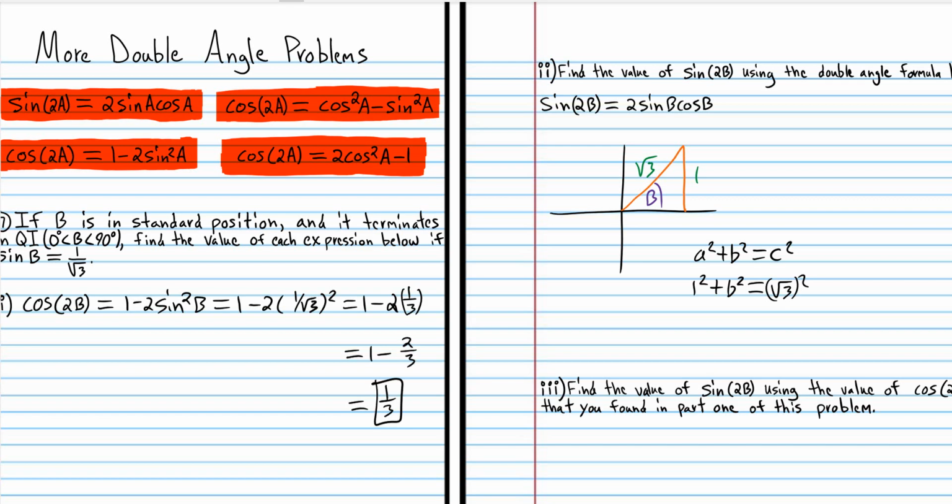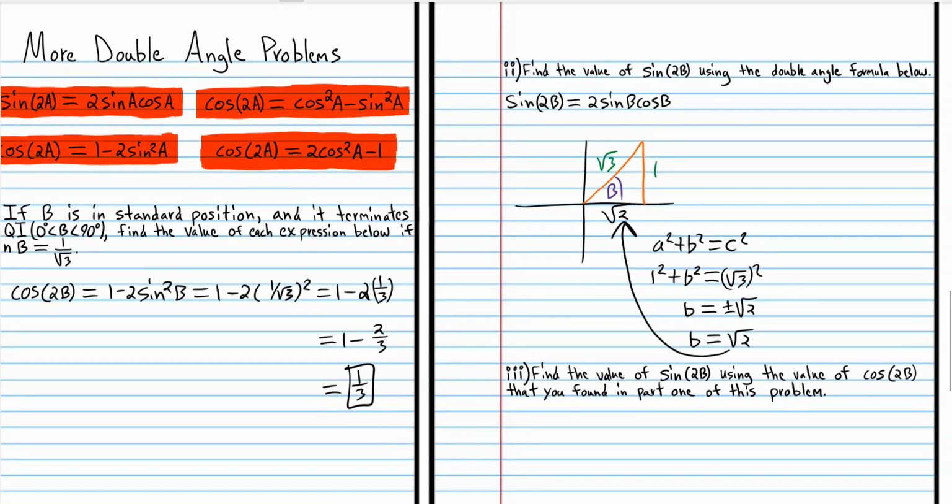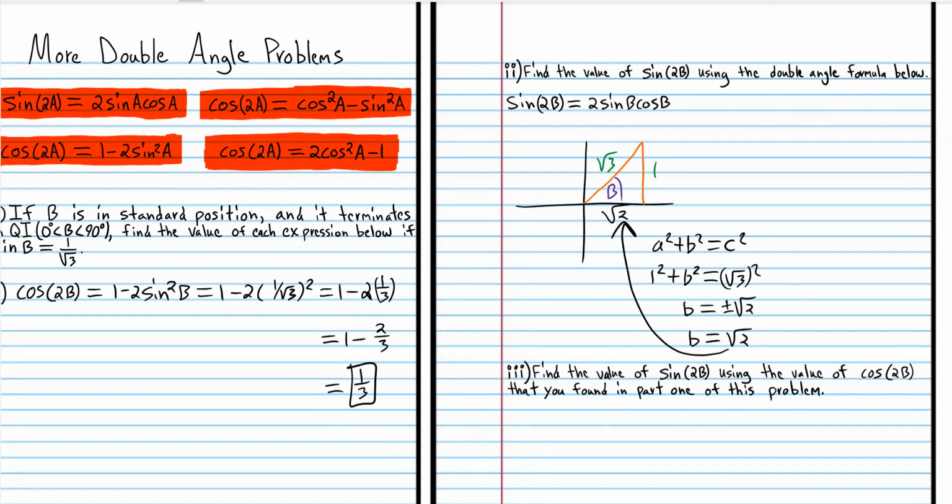And so if we simplify, we get plus or minus root 2. And is it going to be positive or negative? Obviously it's going to be positive because that side is to the right of the y-axis.